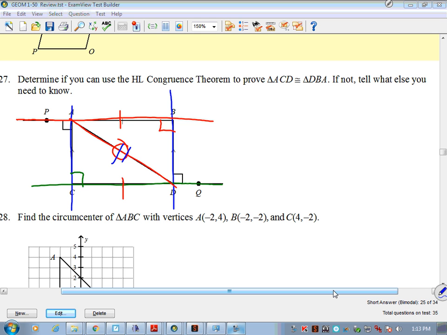Can I use hypotenuse leg? Yes, because first I've proven that I have 2 right triangles. Then I proved that their hypotenuses are congruent through the reflexive axiom. And I know that their legs are congruent because the tick marks show me that. Okay? All right. Again, the question may be different than that. So you want to look at lesson 36, right triangle congruence. You also want to double back to lesson 12.